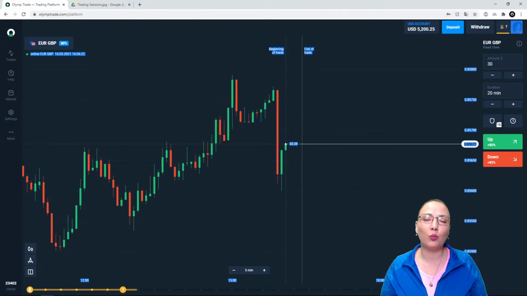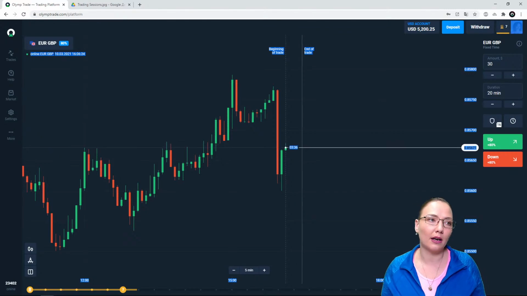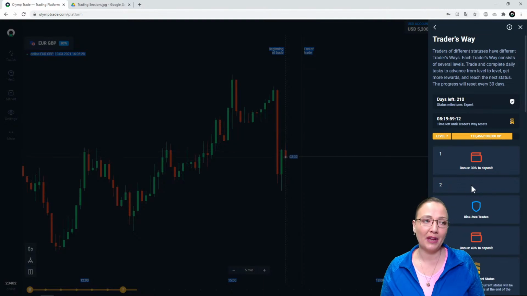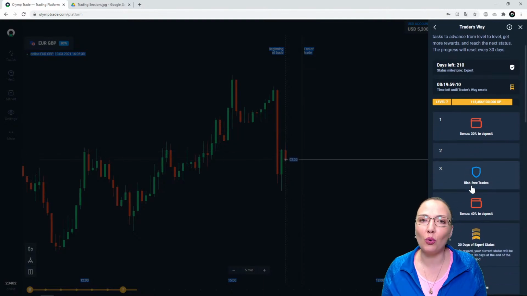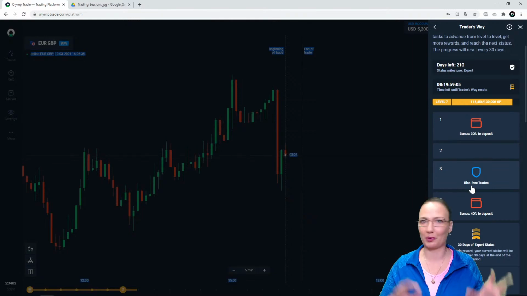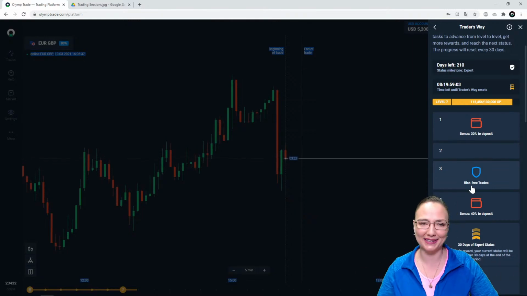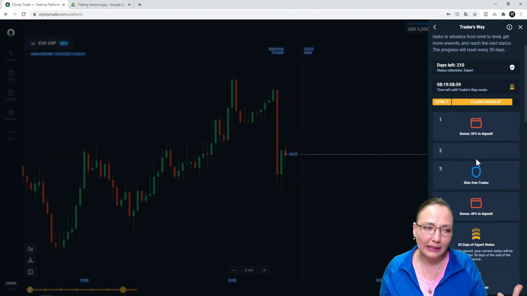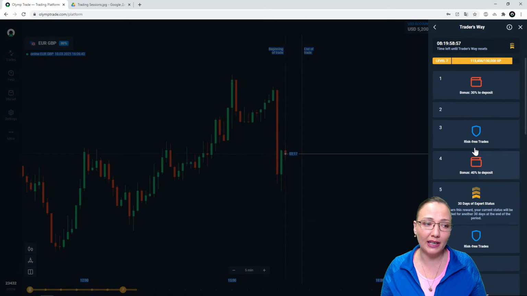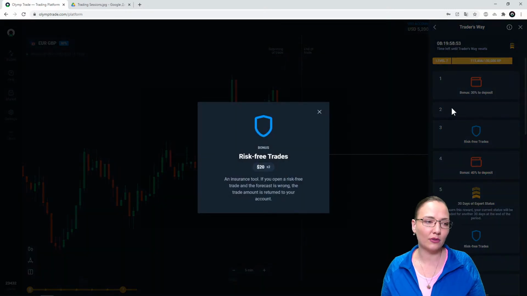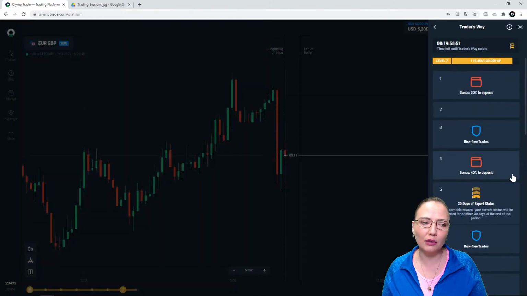The easiest way to get risk-free trades is by completing the Trader's Way right here. We recently had a really cool challenge where we were trading different weeks with different statuses. It was really, really interesting. And so basically, as you complete the Trader's Way levels, you can get risk-free trades. So right now you can see that I have the expert status. And for example, right here, I got two $20 risk-free trades.